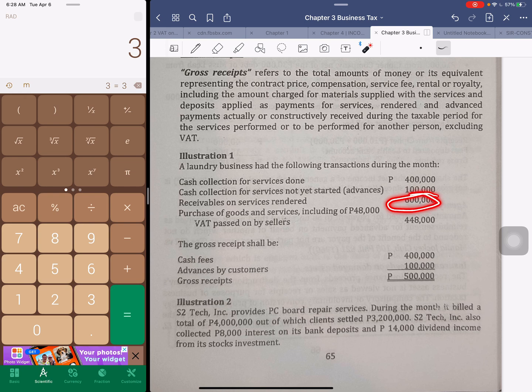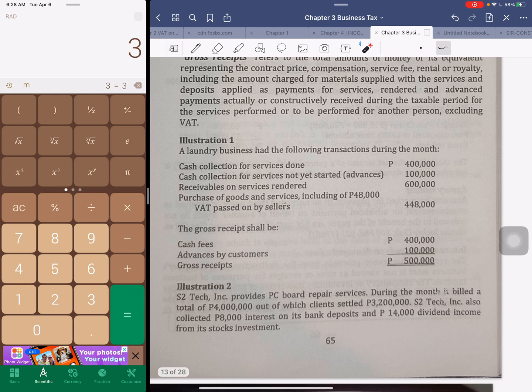So, dito naman, baliktad, kahit na-perform na yung services, since hindi pa nagbabayad si customer, therefore, hindi ito subject sa business tax. Kasi ang basis nga natin kapag services is receipts. So, lahat ng collections, whether na-perform na yung services or not, they are subject already sa business tax. Purchase of goods and services including 48,000 VAT passed on by the seller. So since we're talking about the sales, related lang doon sa transactions wherein tayo yung sellers. So ayun lang yung titingnan natin.